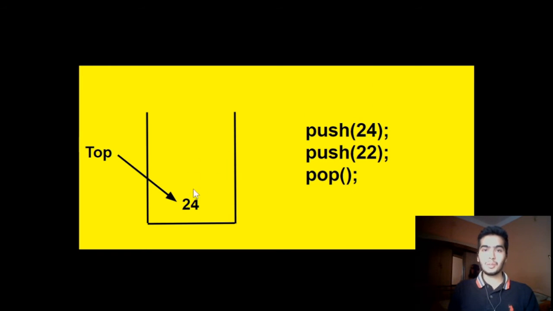Once we enter the pop command, as seen over here, now 22 is out and the top of my stack points to 24. So there's only one element left and the pop operation has performed perfectly. And one more thing is that if you try popping an element when there are no elements in the stack, it will give me an exception or an error. So guys, keep a lookout for that.